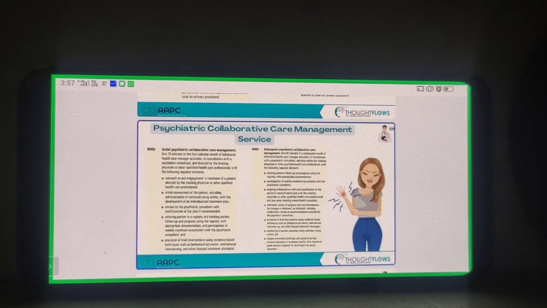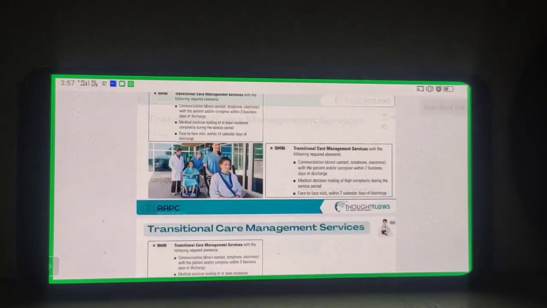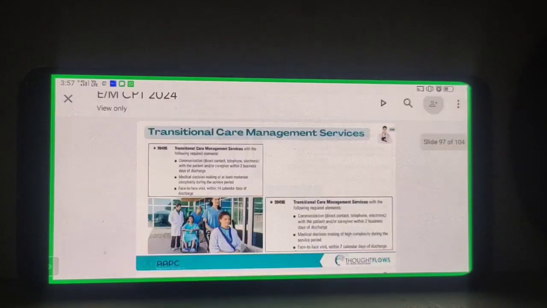Okay. So the slide is the same. The same slide is present in both of them.